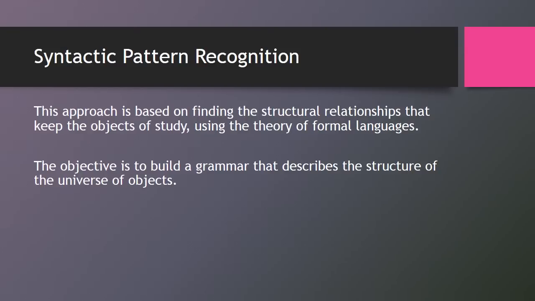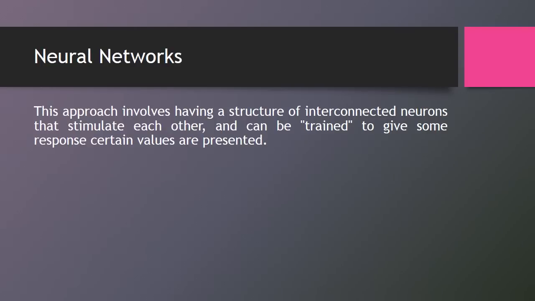Syntactic pattern recognition is an approach based on finding the structural relationships of the object of study, using the theory of formal languages. The objective is to build a grammar that describes the structure of the universe of objects. Neural networks are an approach that involves a structure of interconnected neurons that stimulate each other and can be trained to give some response when certain values are presented.